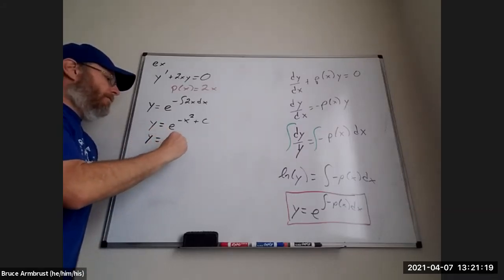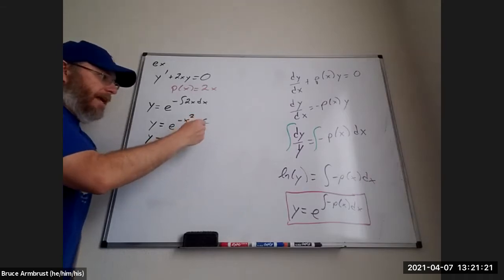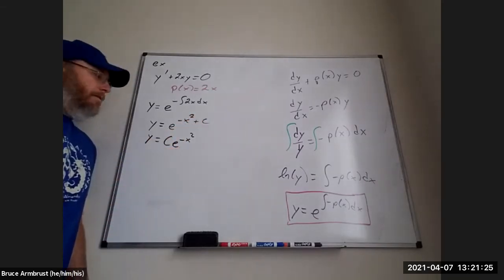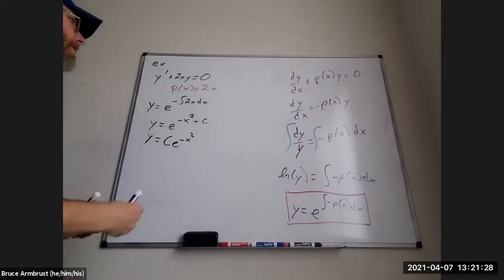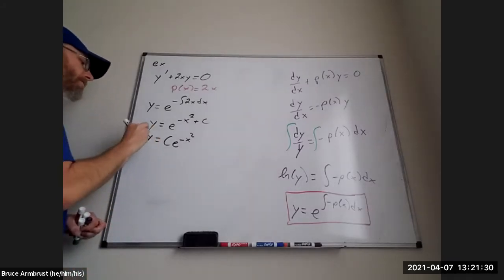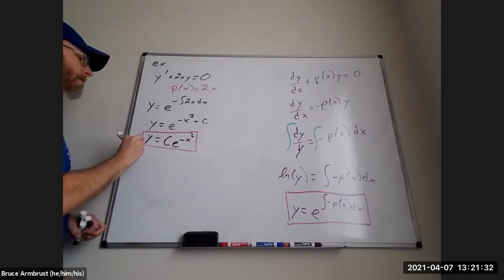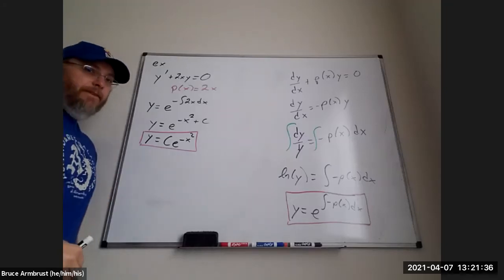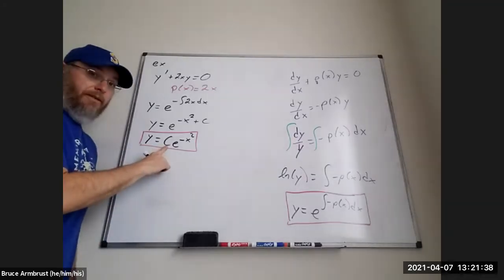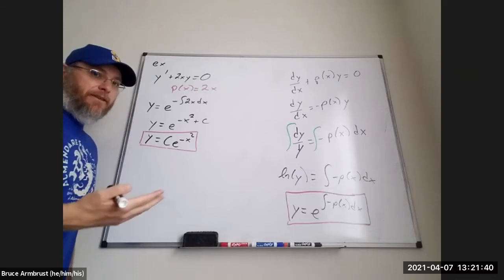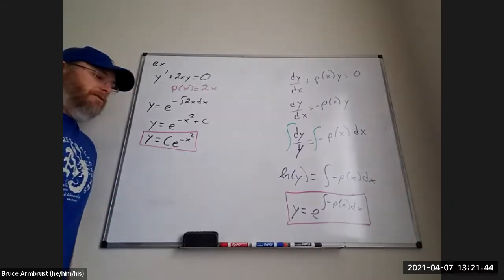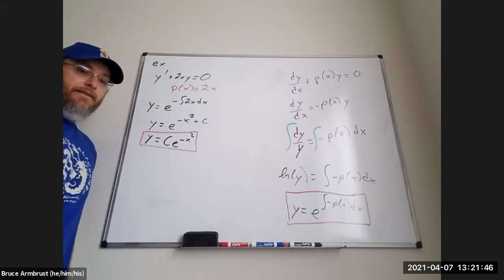But hopefully you guys all remember the trick that the c that's being added there can come out as a different c out front. And there you go. Here is the solution to that differential equation. The general solution, right? If we wanted a particular solution, we'd have to have an initial condition. But the general solution is there. It's done.